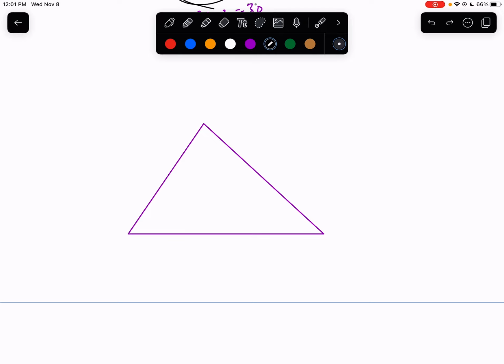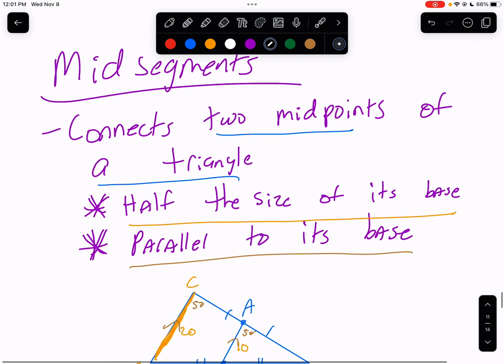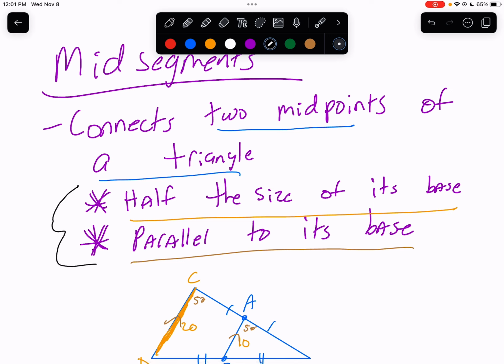What if you're exactly half? Well, if this is 10, could this technically be 5 and not be parallel? Yeah. So you can be half and not be parallel. You can be parallel and not be half. But if you are both things, if it is parallel and it is exactly half, like this is 10 and this is 20, then you would know that it's a midsegment. So if I look at this definition, both of these have to happen to be a midsegment.